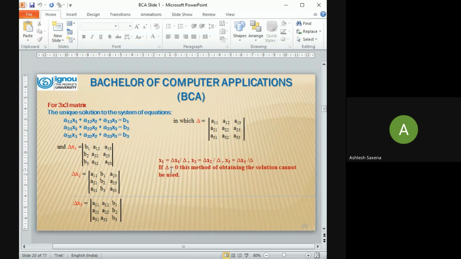I have to calculate x1. x1 will be equal to delta x1 by delta. x2 will be equal to delta x2 by delta. x3 will be equal to delta x3 by delta. Again, the same thing applies: delta should not be zero. Any question? We will be doing it.